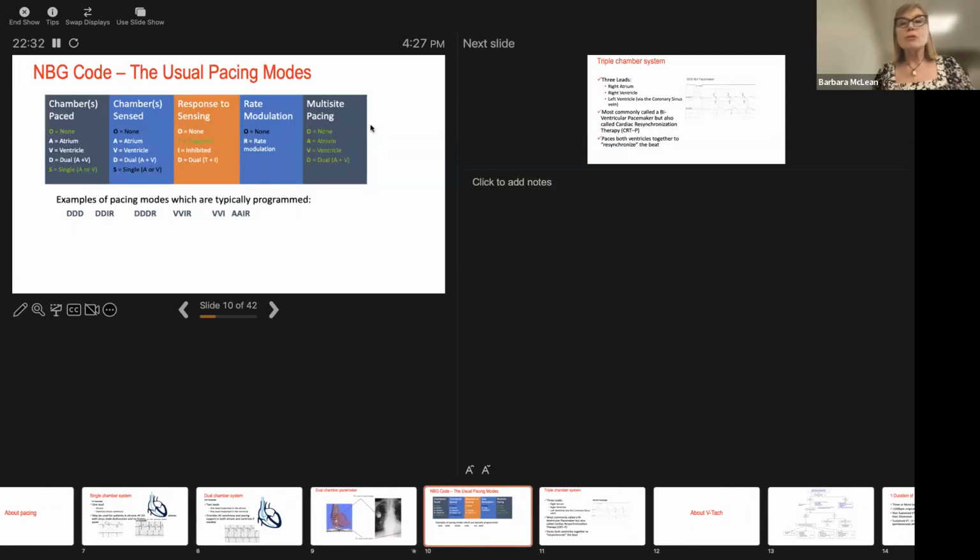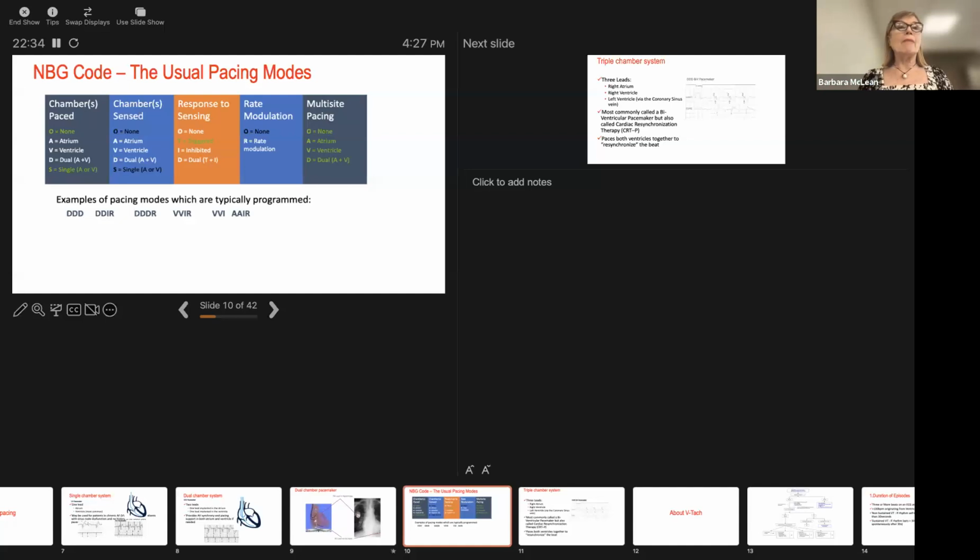So I want to remind you about the code. It's the same code everywhere in the world. There are 4 pieces of information here. Paced, sensed, response to sense, controlling the rate, or doing multi-site pacing. Most of the time, we only talk about these 4. And for the majority of us, we only talk about these 3.